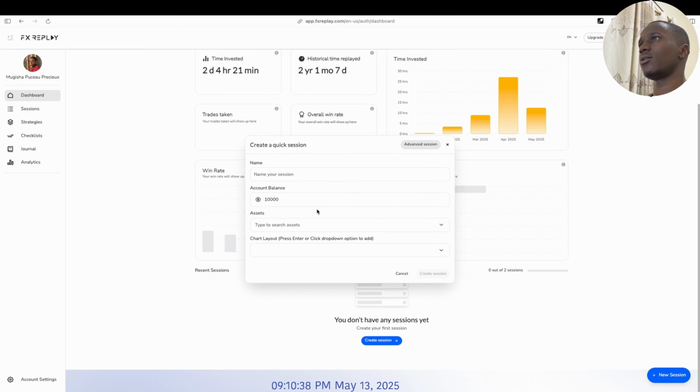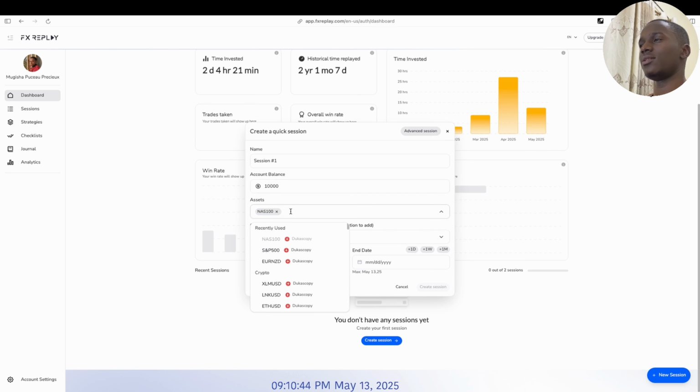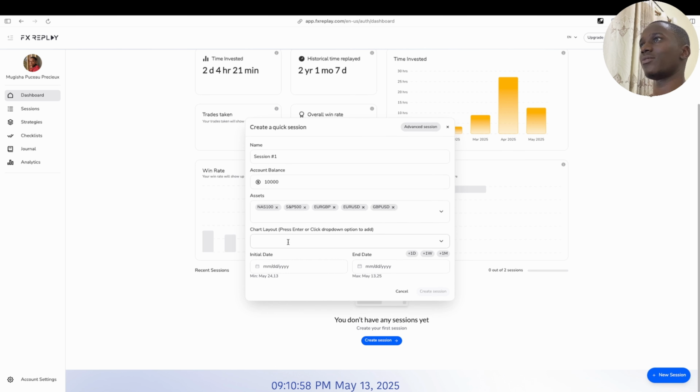Yep, we need session 2. I'll need Naz 100. I'll need the S&P. I'll need the GBPUSD. I'll need the EURUSD, GBP. So these are the main pairs I really want to trade. So I'll be doing this.